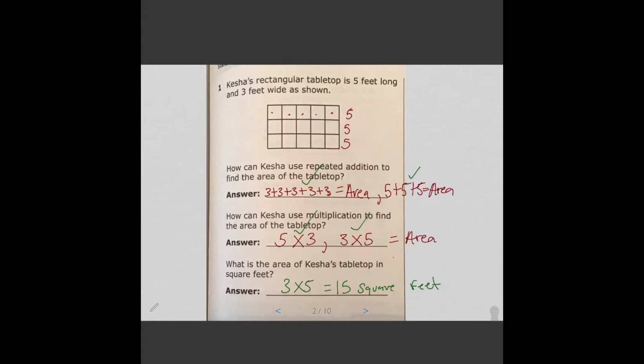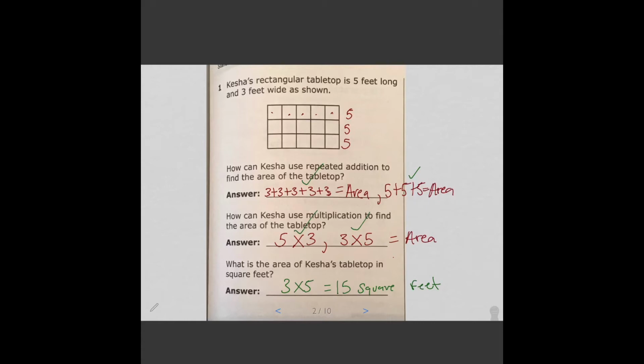So it's just like that. It's very simple. You're using what you know about arrays to find area. So you can use length times width or side length times side length. You may count them up if you want, if that is an option for you. Or you can use repeated addition.